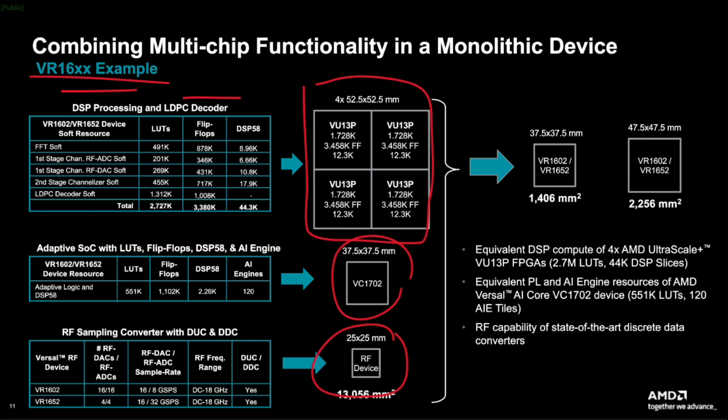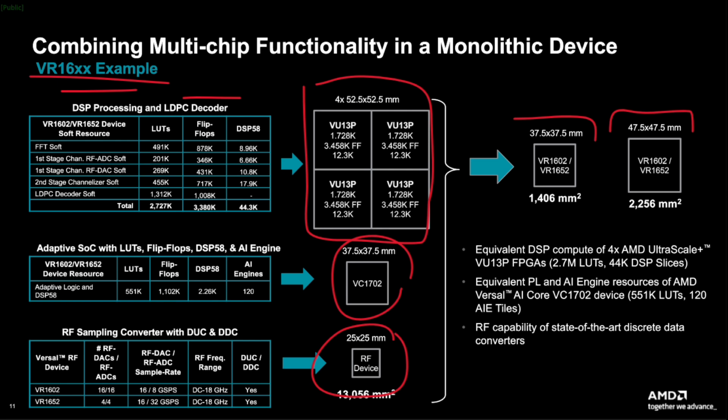We have 2 package sizes. We have the 37.5 millimeter square and the 47.5 millimeter square package. So right away you can see, from 13,000 square millimeters to either 1,400 square millimeters or 2,200 square millimeters, a huge size reduction. And that is the key SWaP, size, weight, and power advantage of this particular part.